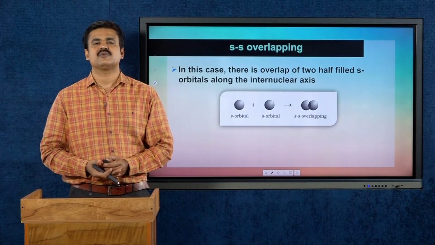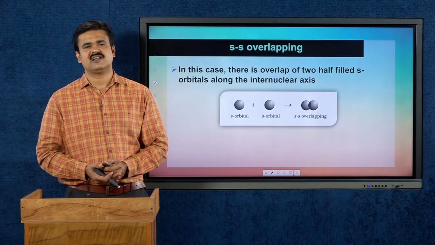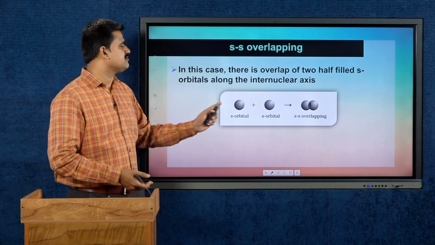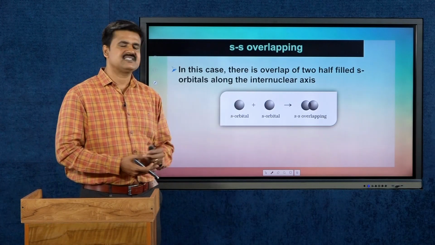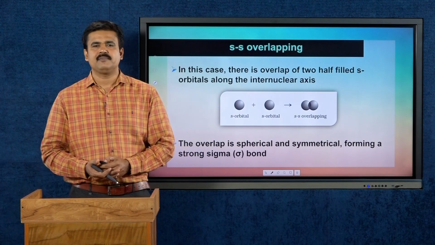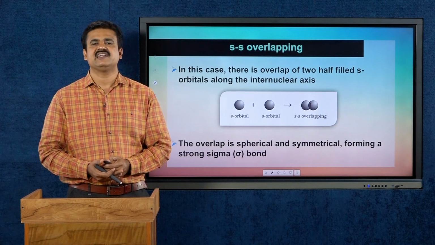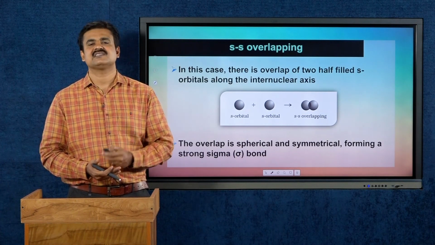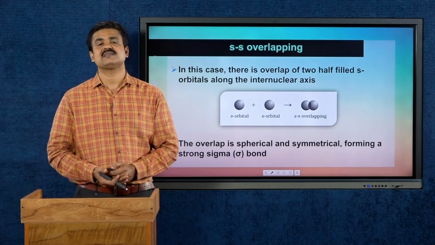The ss orbital overlap is shown here. This is the first s orbital. The second s orbital is also shown. Overlapping simply means the merging of the atomic orbitals. So, the ss overlapped arrangement is shown on the right hand side after the arrow. The overlap is spherical as well as symmetrical, forming a strong sigma bond.